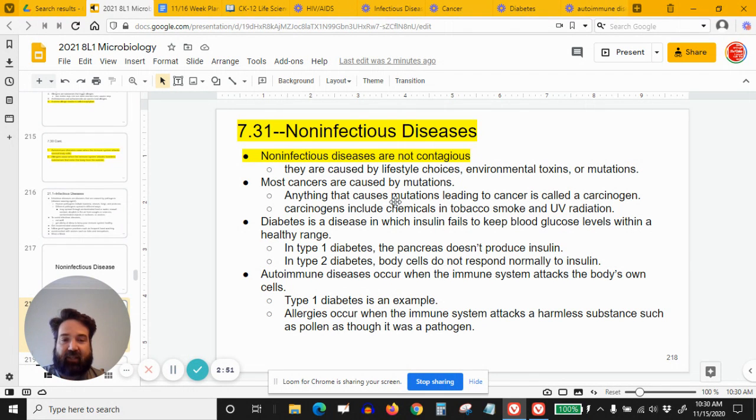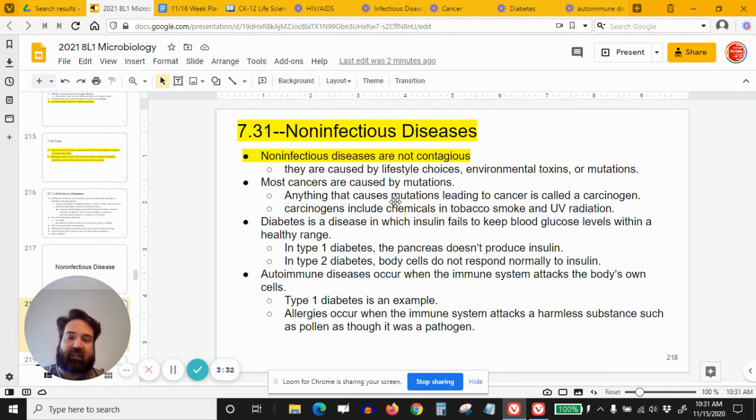Remember, anything that increases your chance of cancer or causes cancer is a carcinogen, and they include chemicals, radiation, and pathogens. Diabetes is a disease in which insulin, either because there's too little or it doesn't work properly, doesn't regulate the sugar in the blood. Autoimmune diseases occur when the immune system attacks other things, like type 1 diabetes or allergies, or things like lupus or celiac disease.